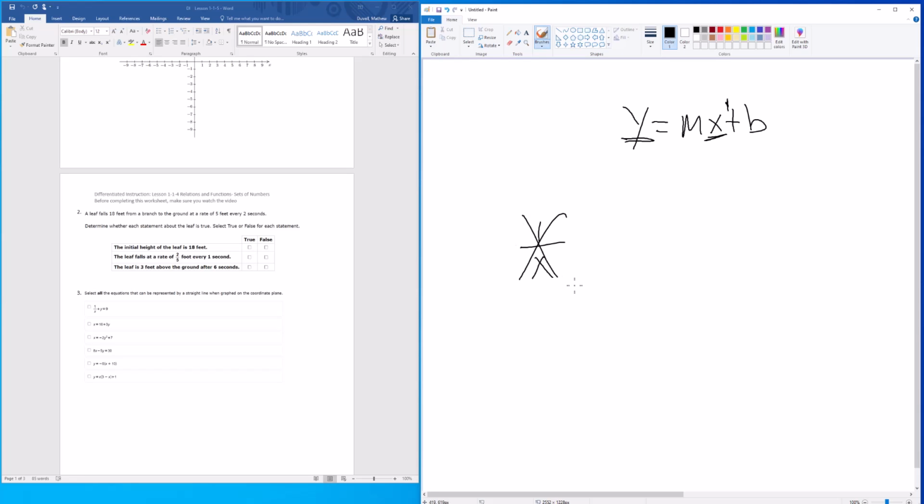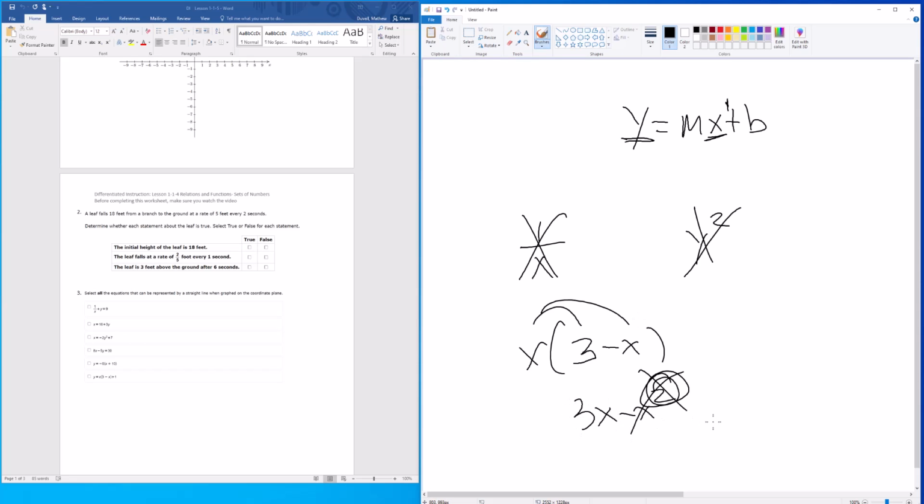The second one is a line. The third one, because it says y squared, that's not a line. The next one is a line. The next one after that's a line. The very last one, if you distribute that x, you're going to get 3x minus x squared, which makes it not a line. So the ones that are a line are the second one, the fourth one, and the fifth one.